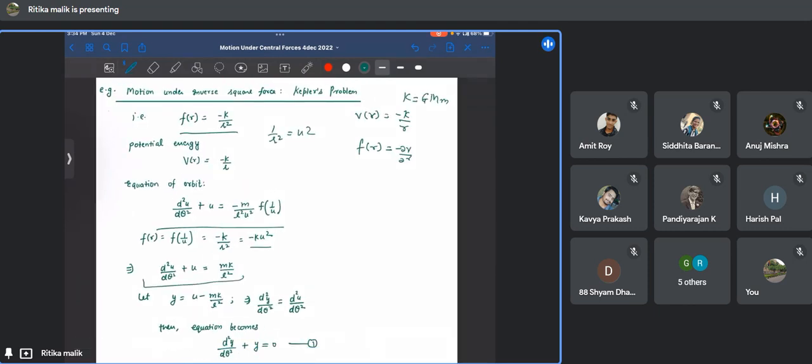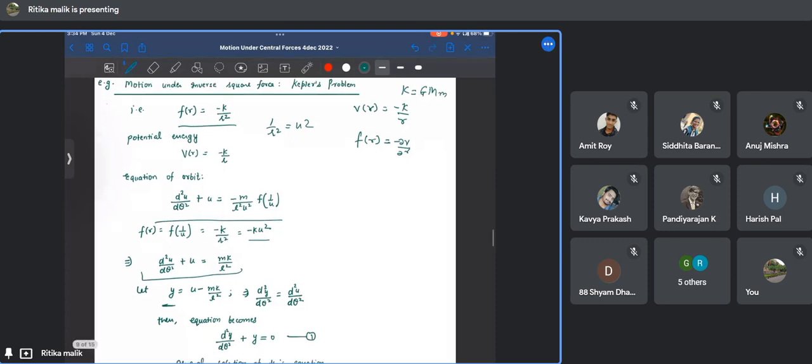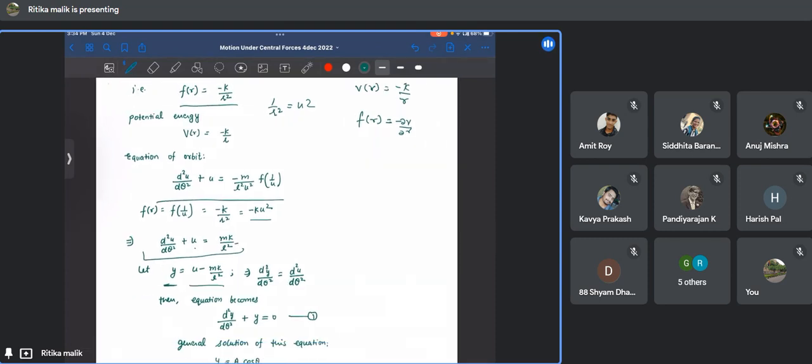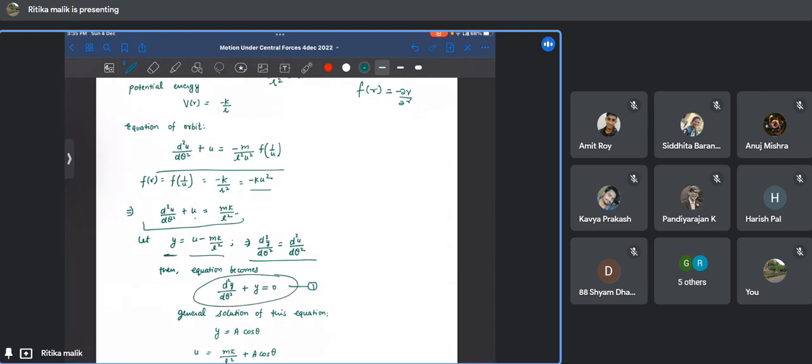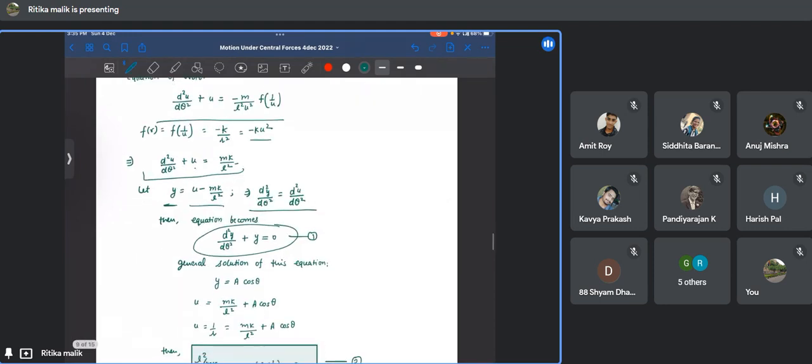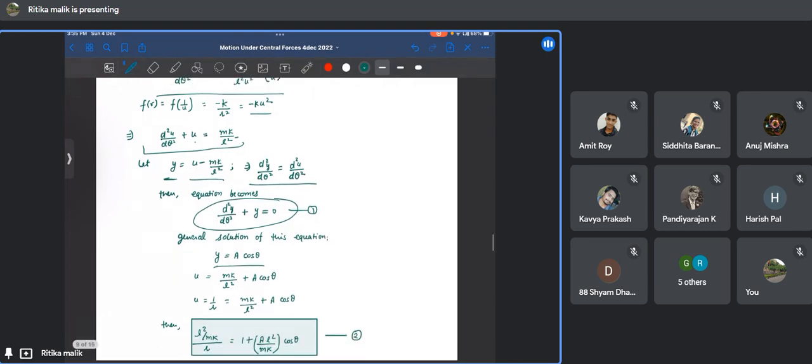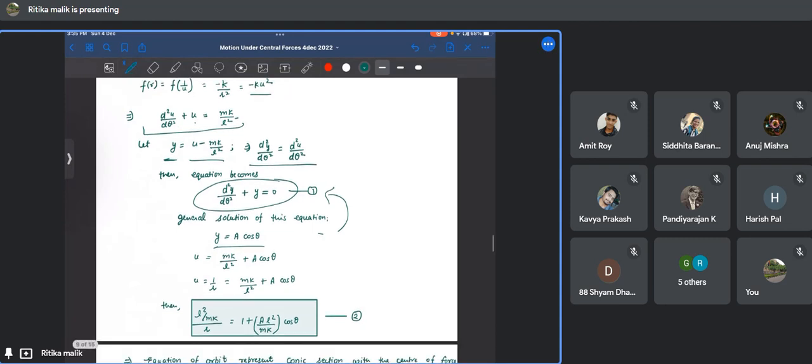Then the equation will take this form, and you introduce a variable y such that you can write it in a more simplified form, as u minus m k by L square as some variable y, and d2 y by d theta square is the same. So your equation becomes the standard form, and the solution of this standard form equation is simply y equals A cos theta. If you put this value in this equation, the equation is satisfied. So you just put the value of A cos theta here, and this is your equation of orbit.